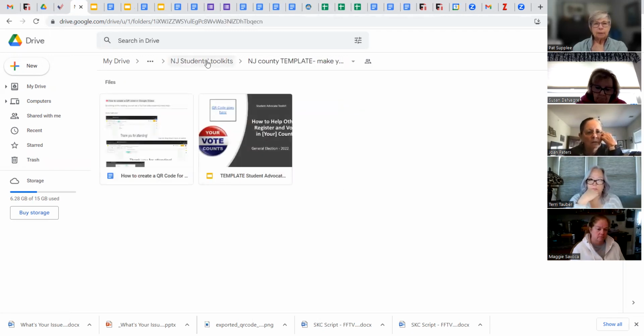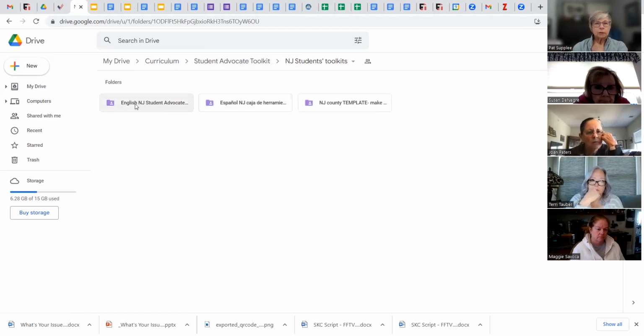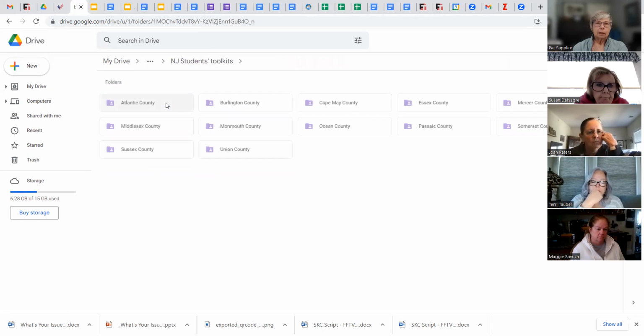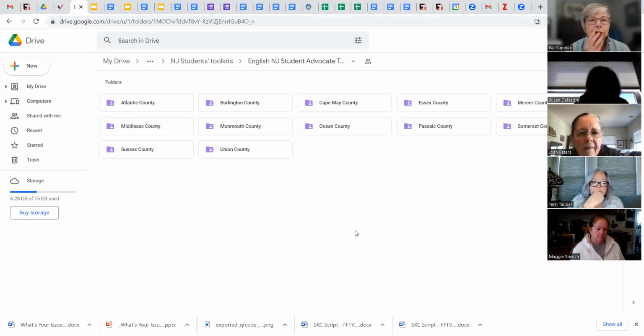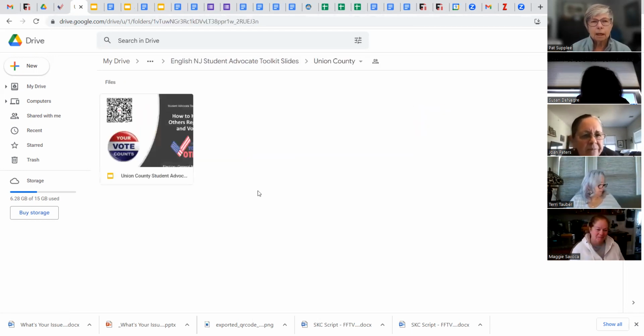There's the template. Let me see now. Go back to the New Jersey toolkits. Come on. There we go. All right. So Union County and Hunterdon County are not here yet. Yes, there is. Oh yeah, very last one. So let's look at that one.